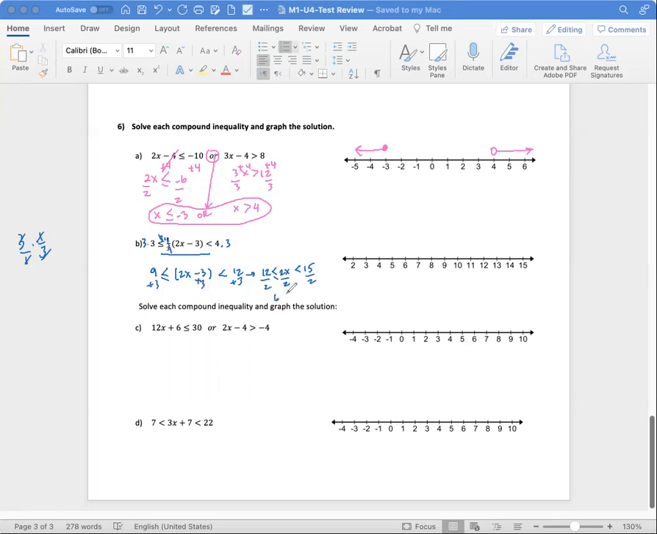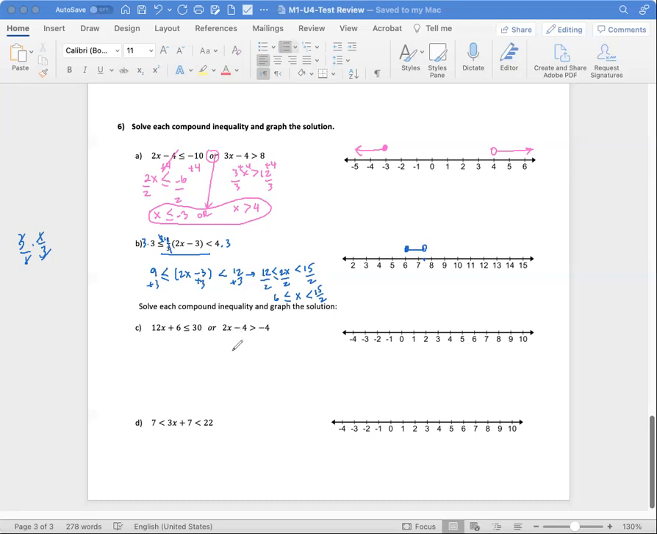You get 6 is less than or equal to x, which is less than 15 halves. So 15 halves, that's 7.5. On one end, you always start with the lower end, which is 6. You have an equal sign here, so it's a solid dot. On the 15 halves, which is 7.5, you don't have an equal sign, so you know, again, 15 halves is 7.5, which is right here. This is 15 halves. You have an open circle. You want x to be literally between them. This is your solution, okay?